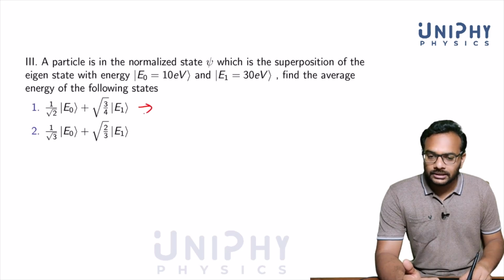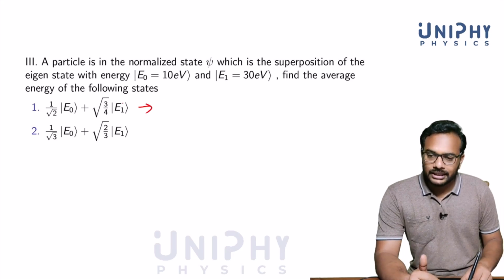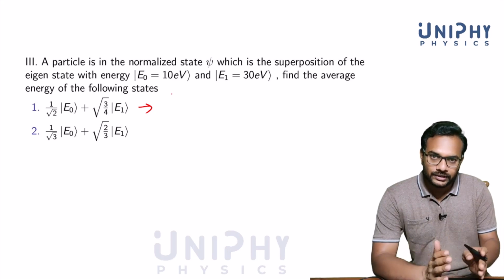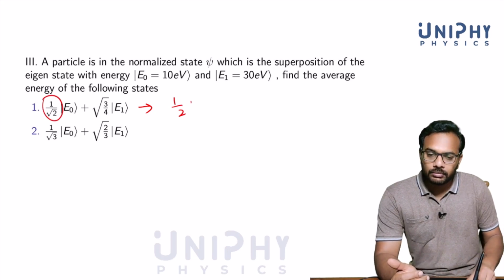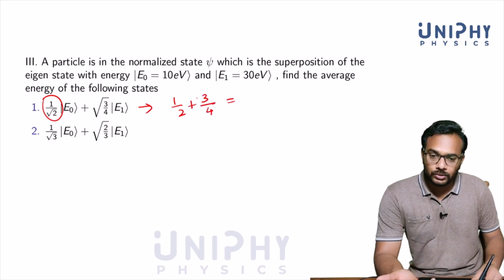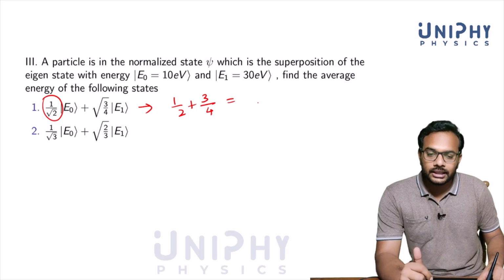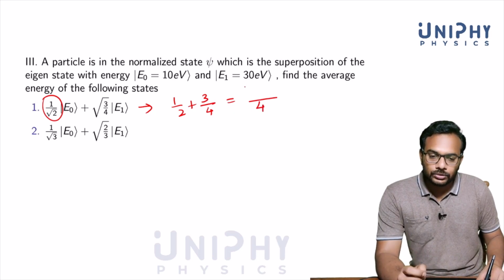Anyway, it's a good thing to check if it's really normalized. So if it's in this state, let's check whether it's normalized first. You take the modulus square of each of the expansion coefficients and add, and check if it's equal to 1. In this case, it's 1 by 2 plus 3 by 4. Is this equal to 1?